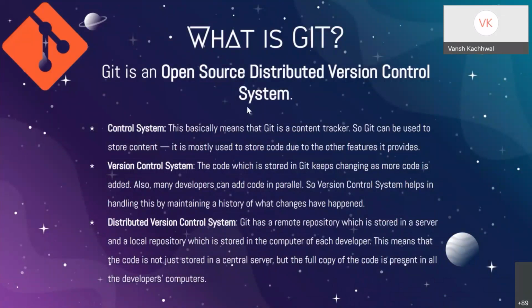Okay. So what we mean by distributed version control system is that Git has a remote repository which is stored in a server and a local repository which is stored in the computer of each developer. This means that the code is not just stored in a central server, but the full copy of the code is present in all of the developers' computers, which makes it easy to work on the same code base, on the same project.